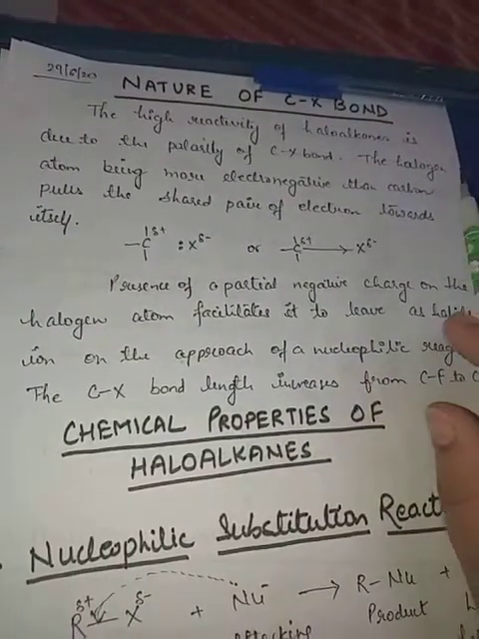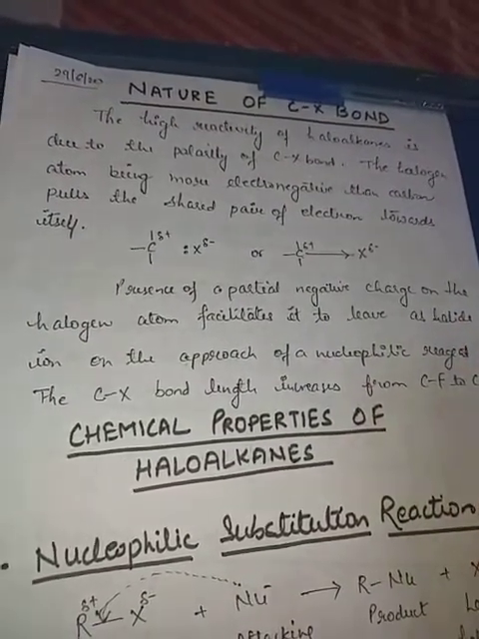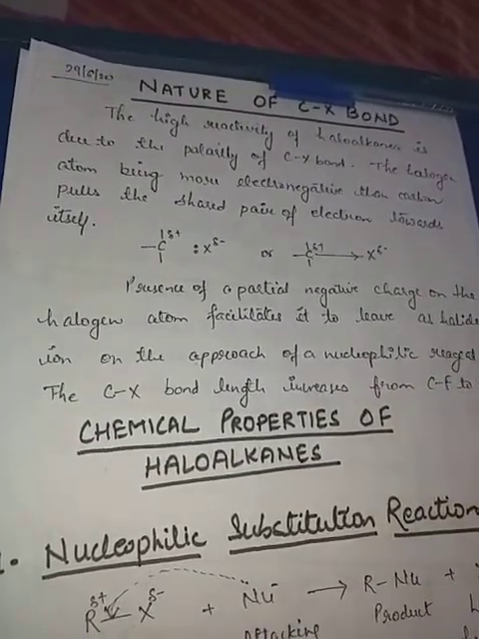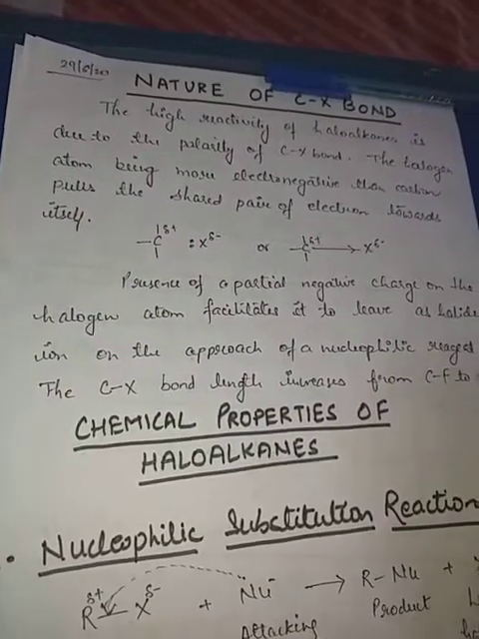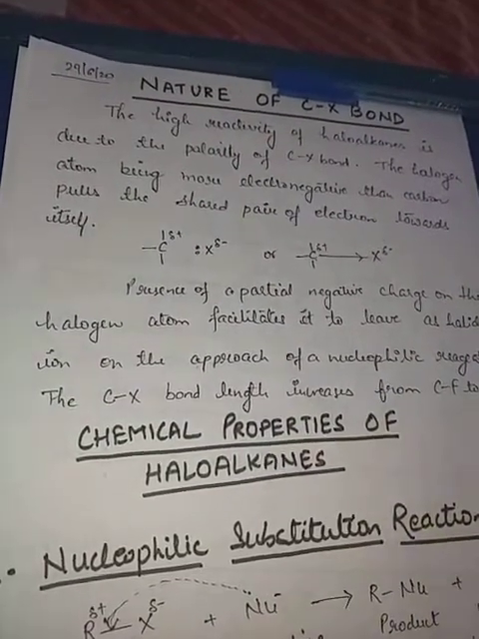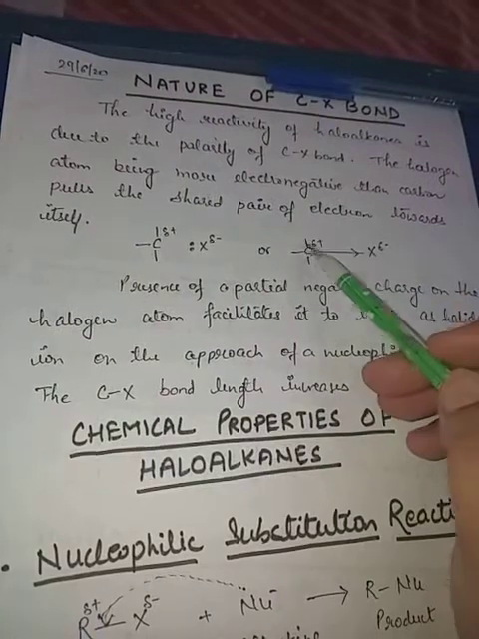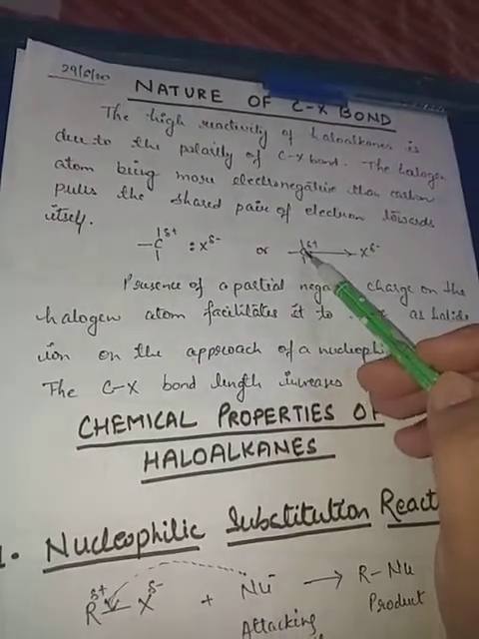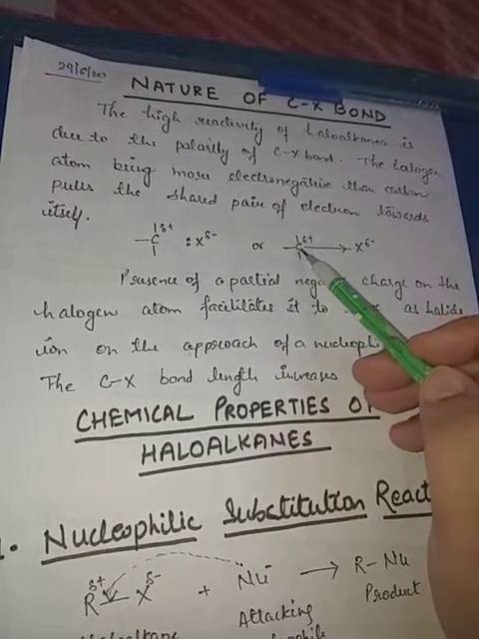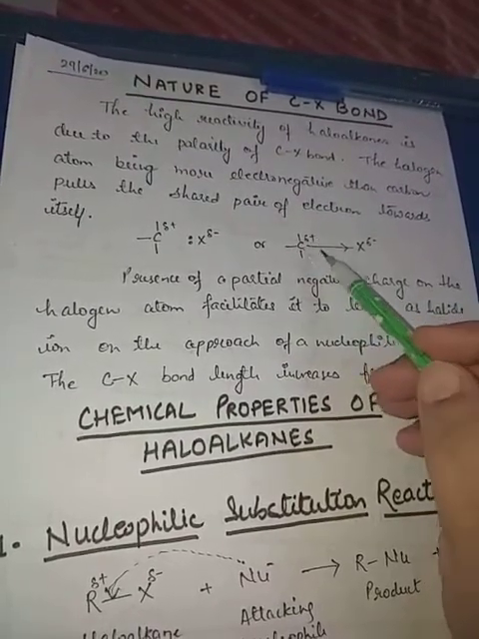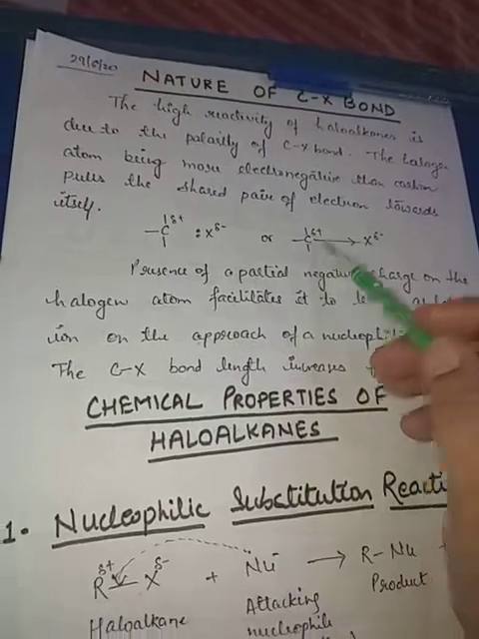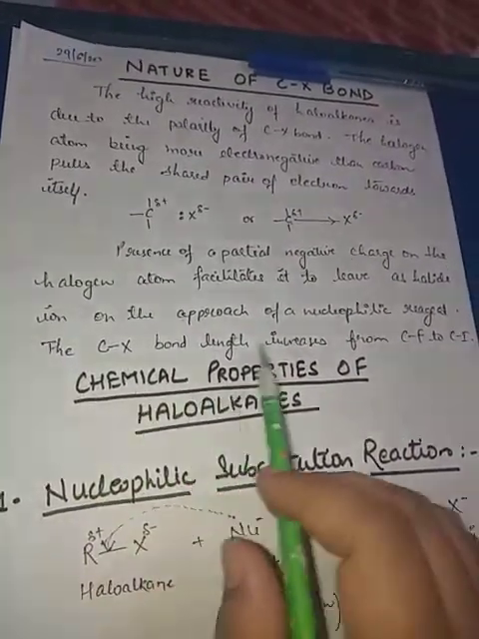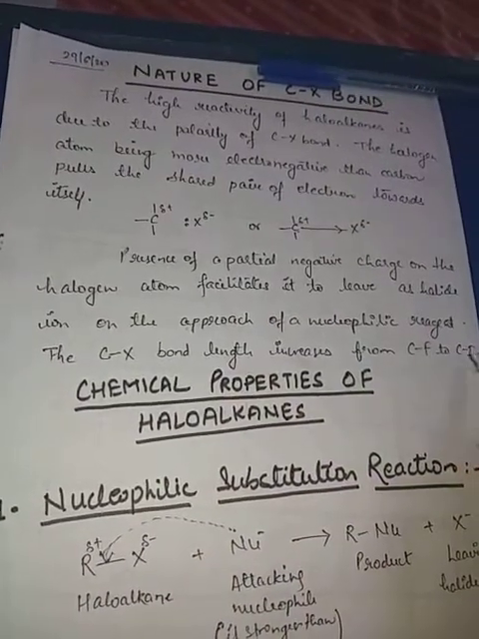What is a nucleophile? A nucleophile is an attacking reagent which either has a lone pair of electrons or a negative charge, and it will always attach itself to electron-deficient sites. And since carbon is partially positive, the incoming nucleophile will attack this carbon. Now, the C-X bond length increases from C-F to C-I.